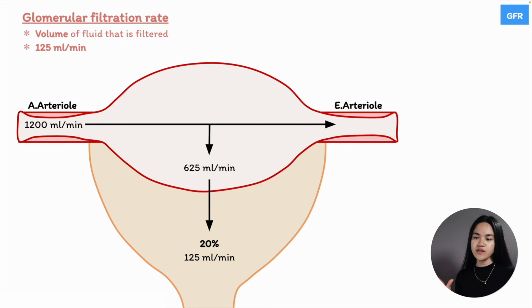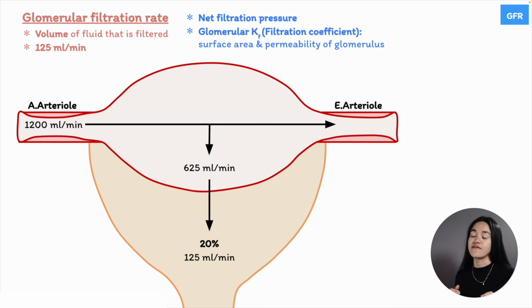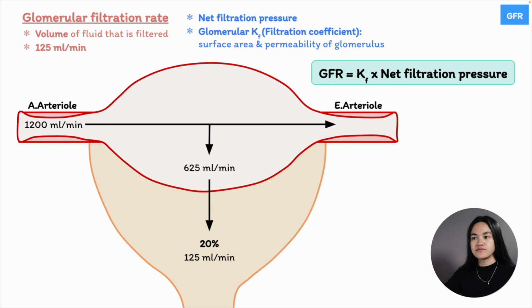Now that we know the GFR, let's go through how we can determine the GFR and the factors that influence the glomerular filtration rate. We can determine the GFR by the net filtration pressure and the permeability and surface area available for filtration. These characteristics of the glomerular membrane, surface area and permeability, are referred to as the filtration coefficient. Okay, as a result, GFR equals KF, filtration coefficient, times the net filtration pressure. Let's break this down further.